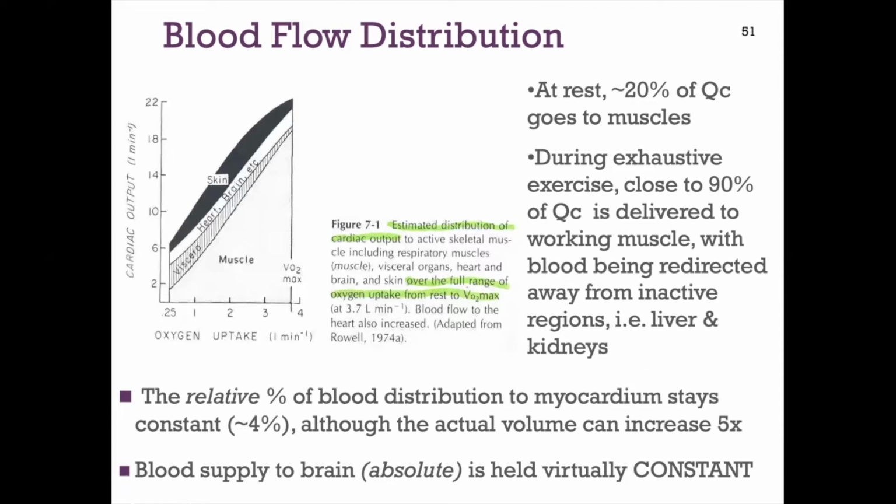So, the relative percentage of blood contribution to the heart stays around constant, around 4% of it, but the volume can increase about 5 times because we are increasing the volume of our cardiac output. The blood supply to the brain, the actual volume of it, is held constant because it can't allow for more blood to come into the brain because there's not enough space. The skull is restricting that.